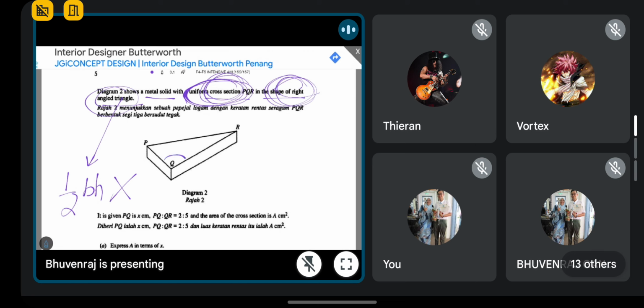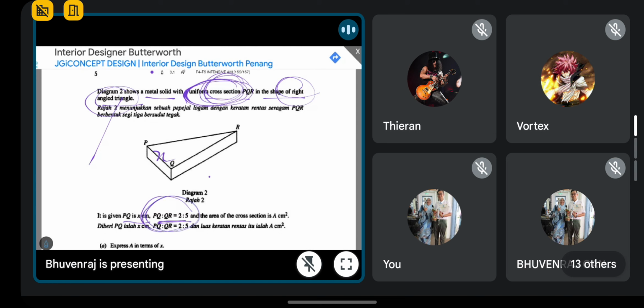Because you need to know the angle. Kamu kena tahu sudut kat sini. Then only you can apply the sine rule or something. Okay. So, let us see the question first. They say PQ is X. Just label X. PQ to QR.